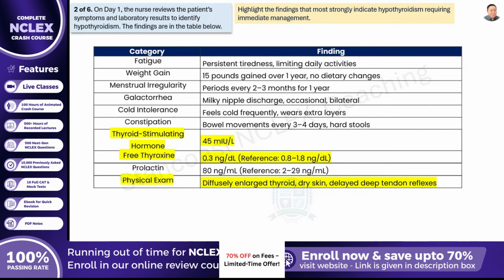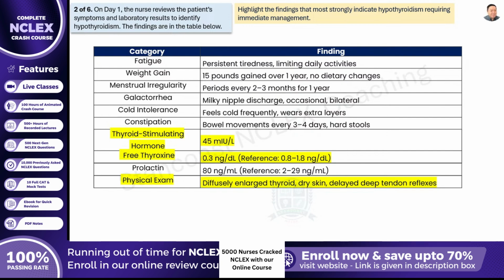If you selected constipation, it said bowel movements every 3 to 4 days, hard stools. This reflects slowed bowel motility, which is typical in hypothyroidism, but then again, this is a non-specific symptom. This could be attributed to dietary changes, could be lack of hydration, or maybe due to other gastrointestinal issues or medication issue. And this one doesn't really require immediate management.